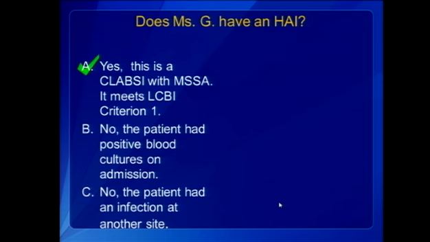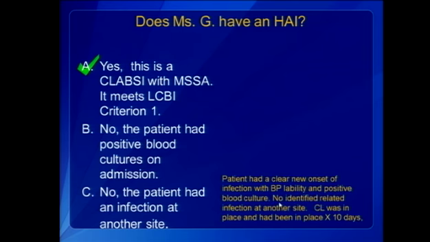And the correct answer is yes, that this patient has a CLABSI with MSSA, criterion 1A. Patient had a clear new onset of infection with blood pressure lability and positive blood culture. There was no other identified related infection at another site, and the central line had been in place for more than 2 days at the time of the blood culture.